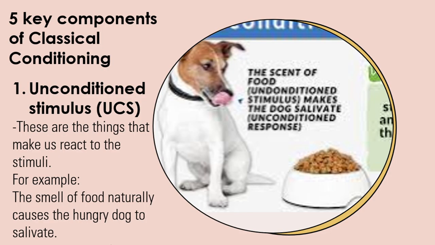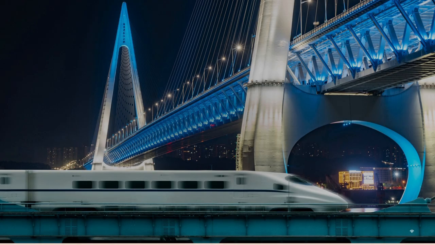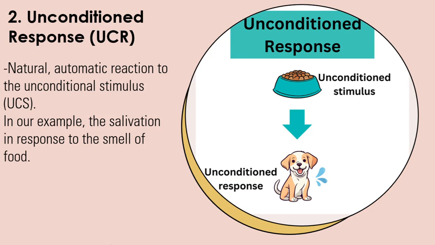Unconditioned stimulus, known as UCS. The unconditioned stimulus is something that naturally and automatically triggers a response without any prior learning. It's an innate or biological reaction. In the example provided, the smell of food is the unconditioned stimulus because it naturally causes a dog to salivate without any training.